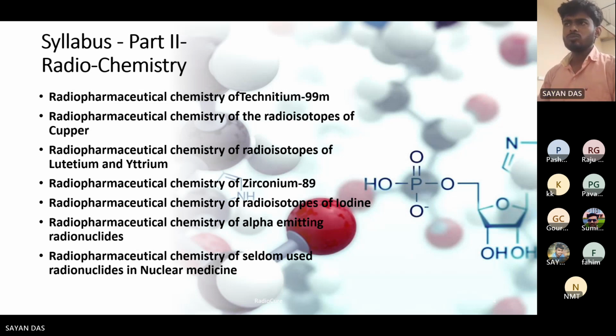After that, maybe Sankladi can describe the alpha emitting radionuclides. If she is not available, then I will cover that. The alpha emitting radionuclides, like actinium, and some other radionuclides actually emit alpha. Alpha means helium-4 2+. So we will describe that, and then the radiopharmaceutical chemistry of seldom used radionuclides in nuclear medicine.